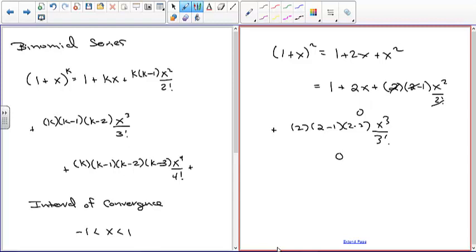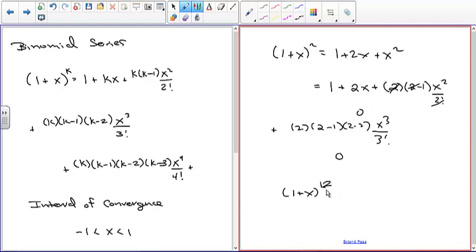So where is this useful, right? You might say, well, it would be useful if k was something other than an integer. So how do you approximate, how do you come up with an answer for (1 plus x) to the 1.2 power? You can't expand that out like that. So you couldn't do it in that form.